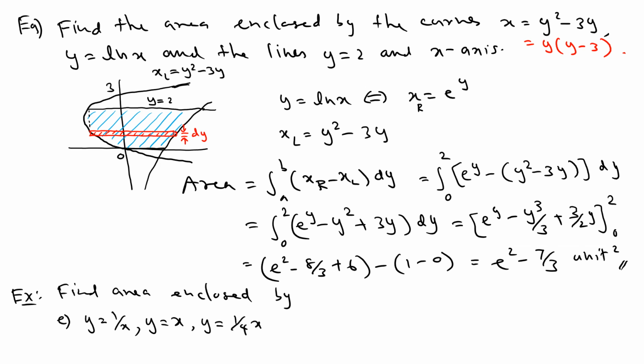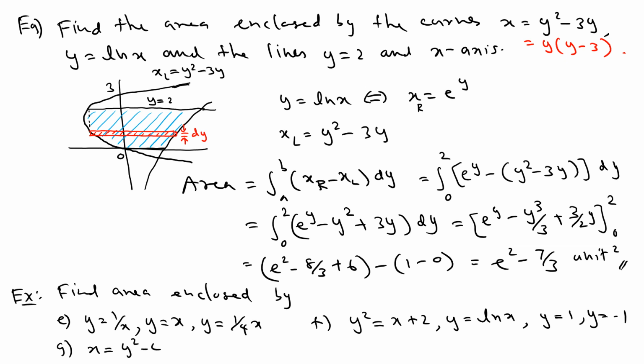This is an interesting problem. And F, you can try this one. It's similar to the one we just did: x equals y squared plus 2, y equals ln x, and the lines between y equals 1 and y equals -1. And G, the last one, you can try x equals y squared minus 4y and x equals 2y minus y squared. You can see two parabolas, one curving up and one curving down. Okay, you can try these for practice.